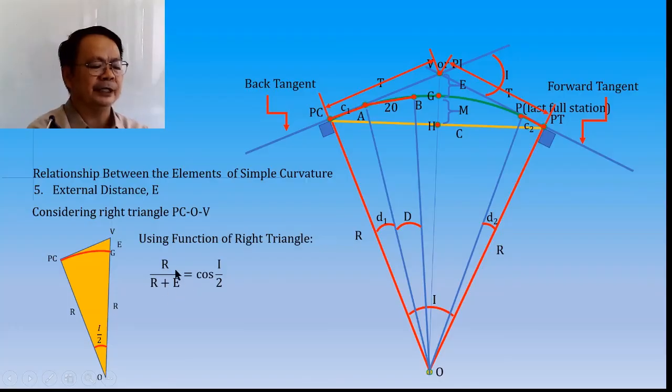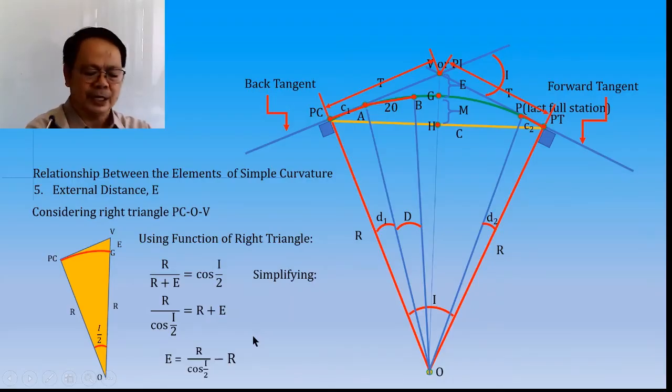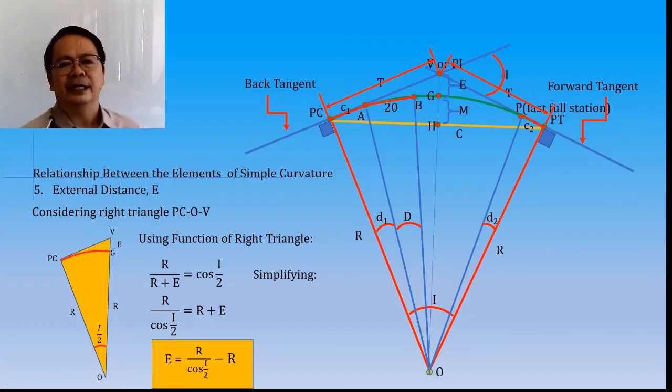Pag sinimplify natin itong E na ito, what will happen? Okay, cosine of I over 2 is equal to R over R plus E. I just cross multiply that part. And then I solve for E, what do I have? E becomes R times the quantity one over cosine of I over 2 minus 1. Yan ngayon yung ating next formula. The formula for the external distance of the simple curvature.